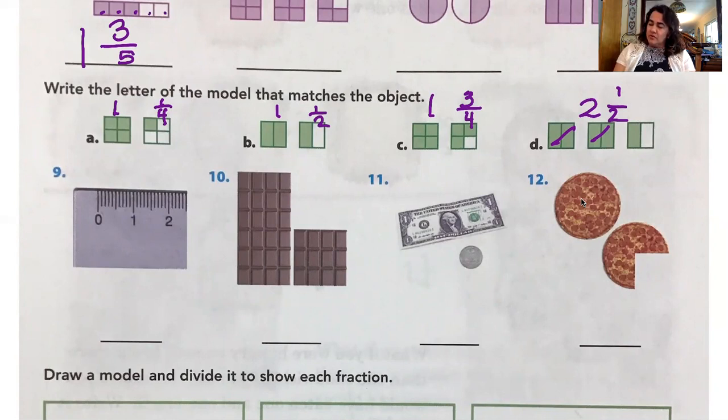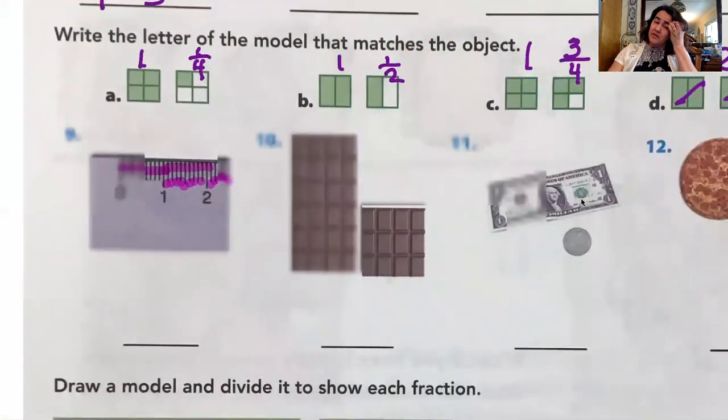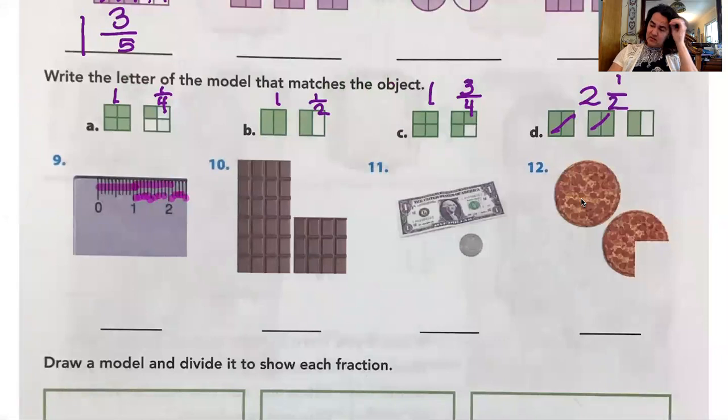Looking at the ruler. If I'm reading the ruler and I started at 0, I have 1, I have 2, and look, I can count the little marks, and I'm going to zoom in to make it a little easier for you, friends. Okay, I have 1, 2, 3, 4, 5. Well, is that half of all the little marks that go from 1 to 2? It is, because if I count them, I have 1, 2, 3, 4, 5, 6, 7, 8, 9, 10. So 2 and 1/2 is what we have for number 9. And so the letter that goes with that is D.